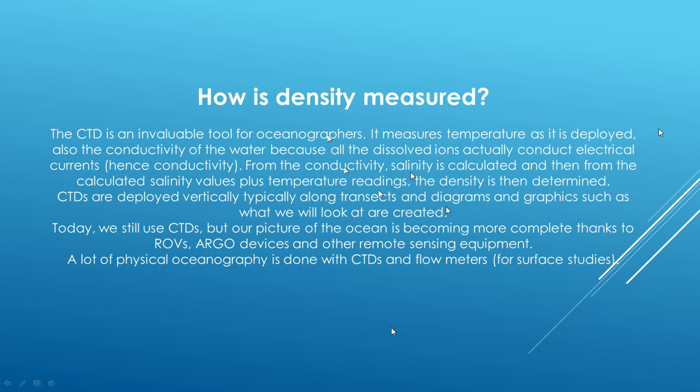And usually when you download these things, you get a vertical profile, and you can get a vertical profile for the salinity, for the temperature, and the density. Okay? So CTDs are deployed vertically, typically along transects. And the diagrams and graphics, such as what we're going to look at today, are built and developed from these piles of vertical profiles that make up the transect.